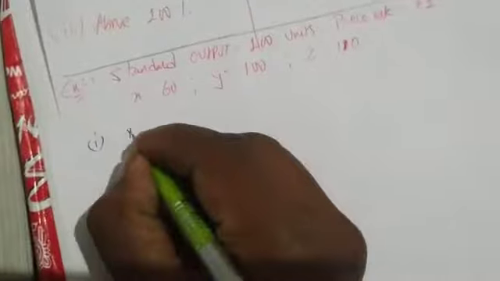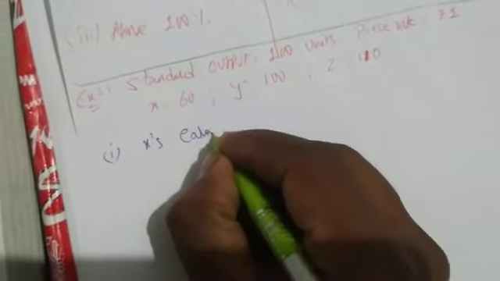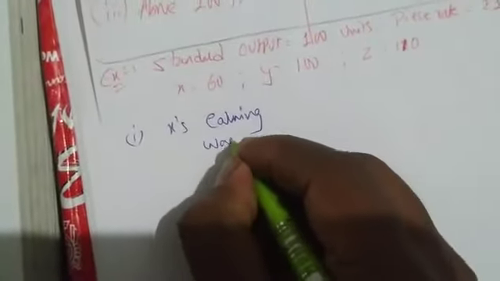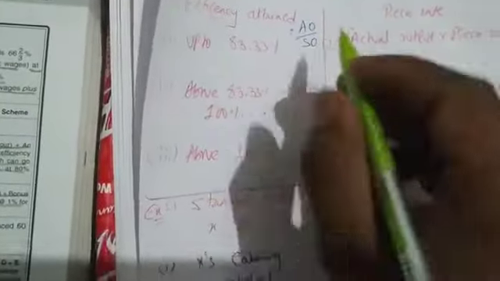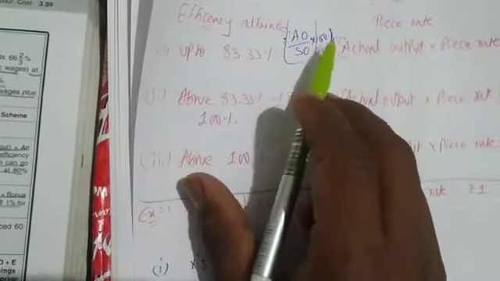Merrick's. Okay, first Roman number 1. X earnings, or you can say wages. He produced 60 units. So first we have to check efficiency attained. Let me write here the formula for efficiency attained: AO divided by SO. What is AO? Actual output divided by standard output into 100. How to see efficiency attained? Actual output divided by standard output into 100.